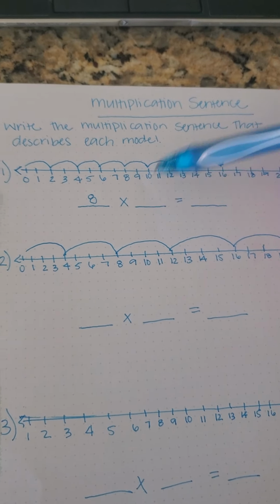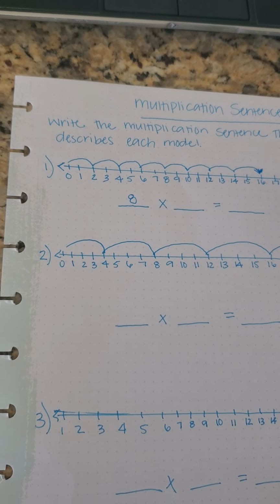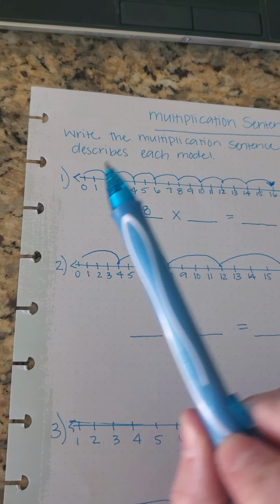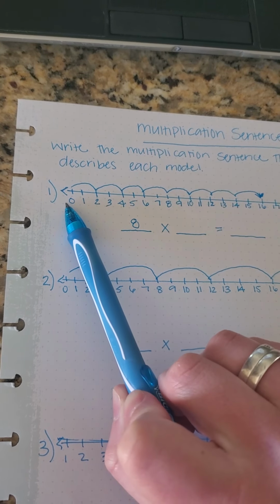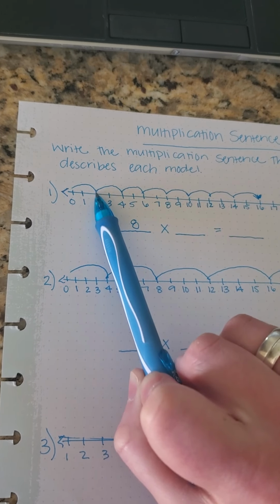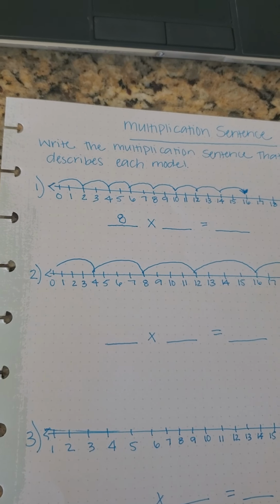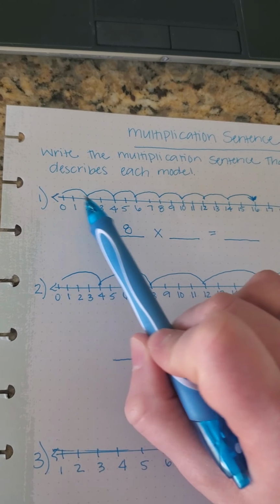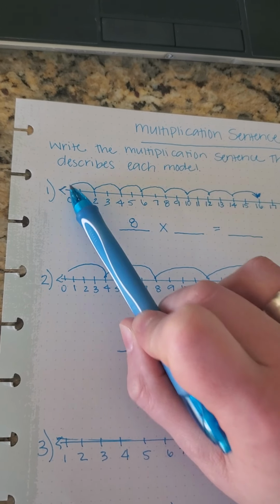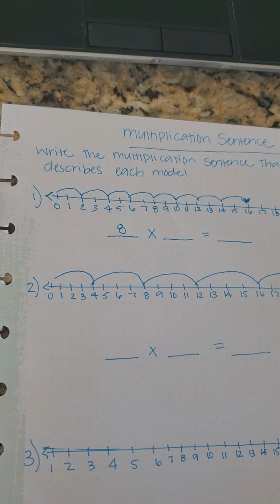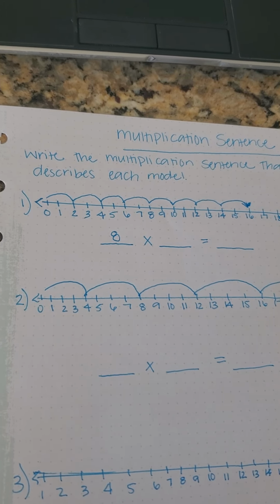To find our second number, we need to figure out how many numbers are in each group. Between where we begin and where this hop ends is 0 to 2. That tells us that there are 2 within this group. Now let's check and make sure each of our groups has the same number.